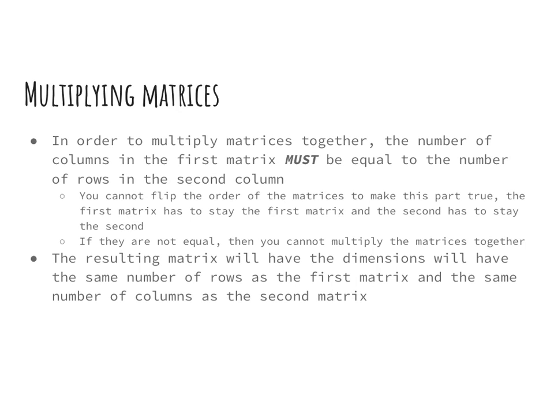The first thing we need to know about multiplying matrices is that, in order to do it, the number of columns in the first matrix must be equal to the number of rows in the second one. You cannot flip the order of the matrices to make this true. The first matrix has to stay the first one and the second one has to stay the second. If they are not equal, then you can't multiply them together.